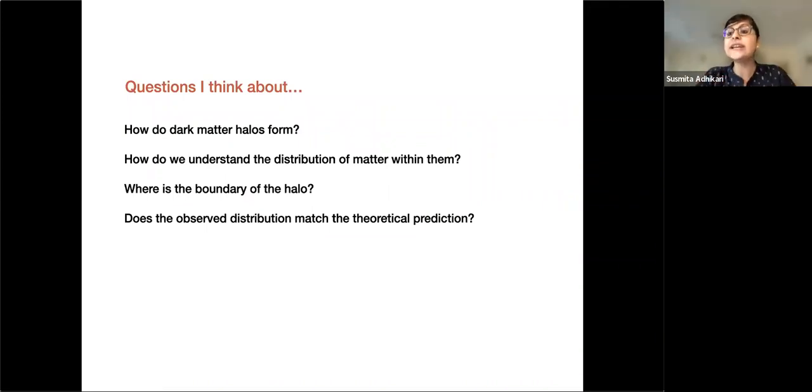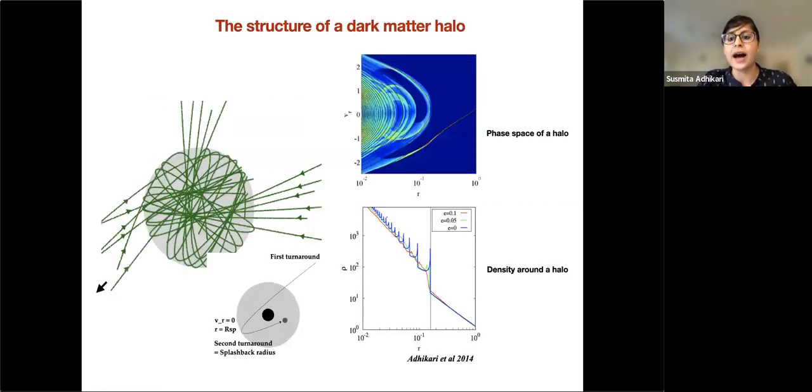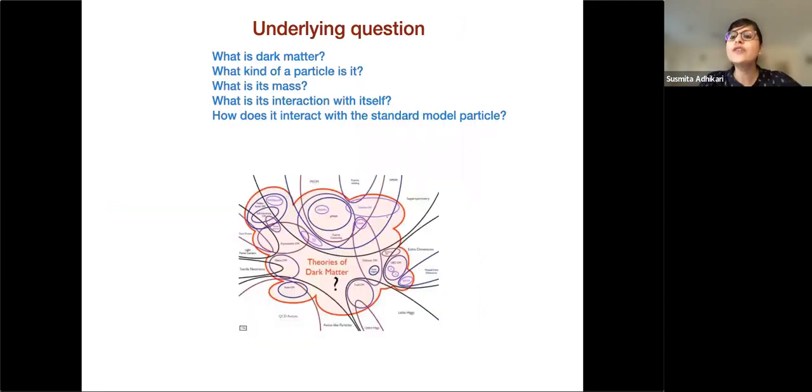And more importantly, because as a theorist, we always want to make predictions that can be tested. We also want to see if the actual observed distribution of dark matter in halos matches our theoretical predictions based on what we understand about dark matter. So I study a lot about the structure, the shape of these halos, and how they affect the evolution of galaxies through time. And underlying all of this is, of course, the basic question of what dark matter really is, what kind of particle it is, what its mass is.